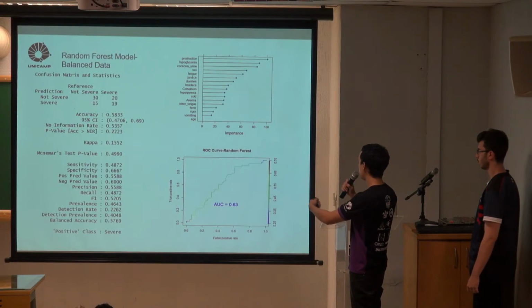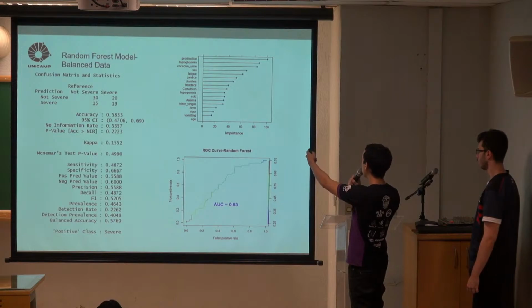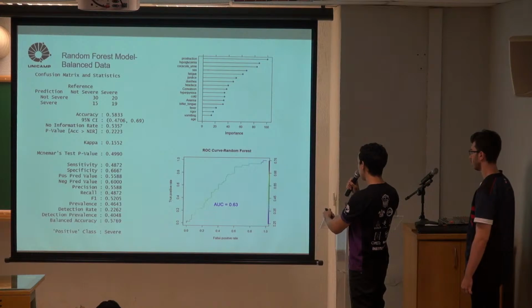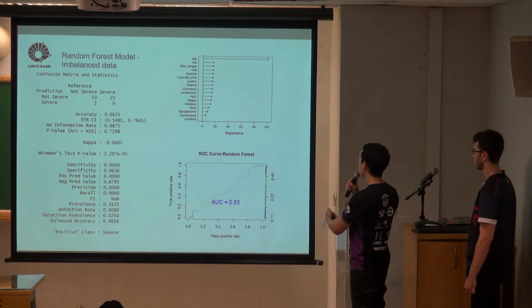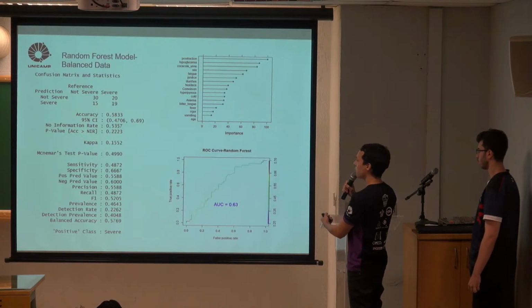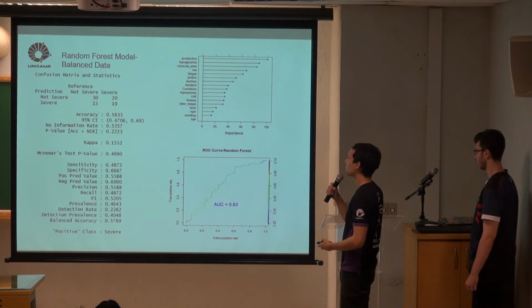We can see all the other metrics. And here in the importance, on the other hand, prostration again got the most important predictor. And here we have an AUC of 0.63, while in the other one we had 0.53, showing that this is indeed a better model.